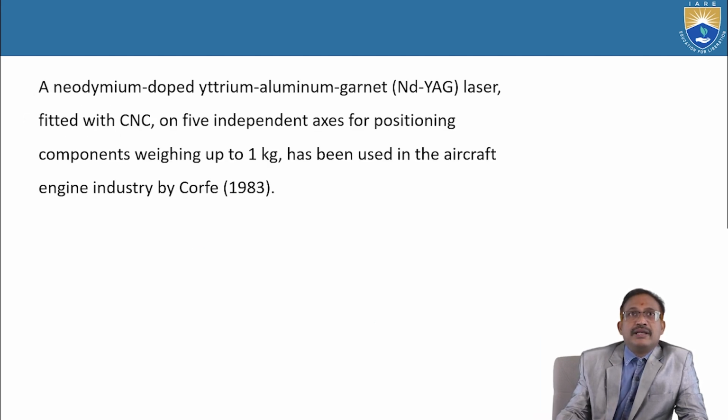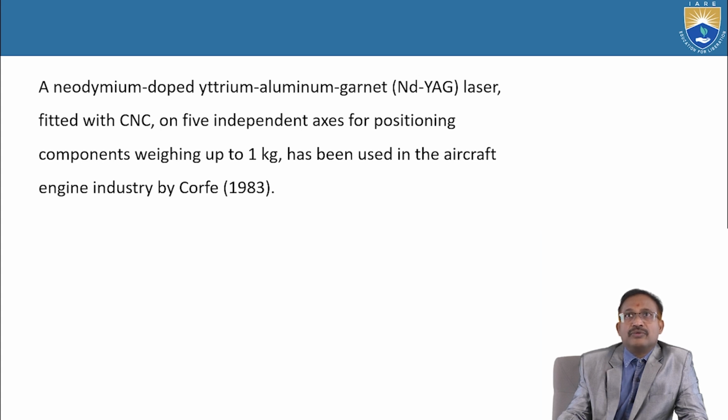A neodymium doped yttrium aluminum garnet, that is Nd:YAG. In simple terms, it is Nd:YAG. Yttrium aluminum garnet, YAG. So Nd means neodymium doped.